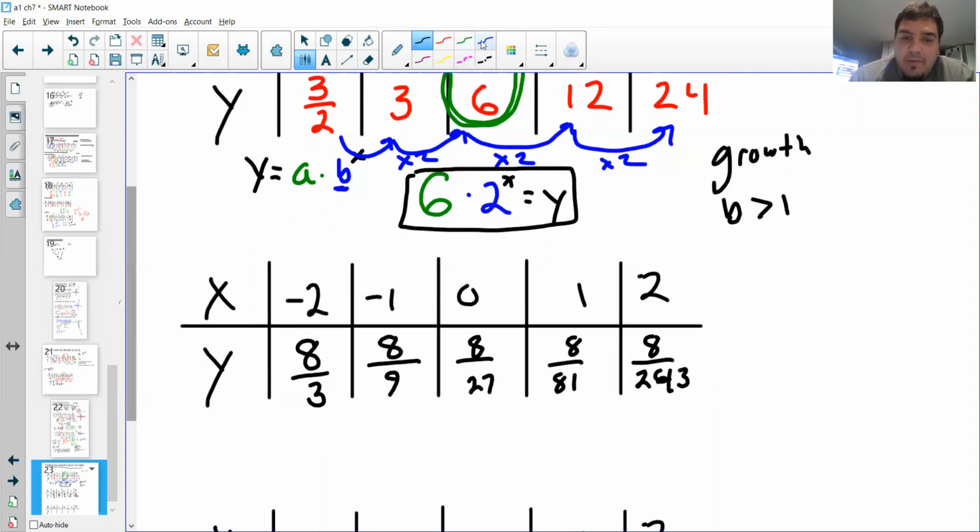Sure. Let's talk about how we're going to find this. First off, the A and B, it's still the same thing. A here is going to be where 0 is, so we know that's 8 over 27. That's going to be my A value. I'll do it in green to be consistent. So 8 over 27 is my A value because that's where 0 equals.